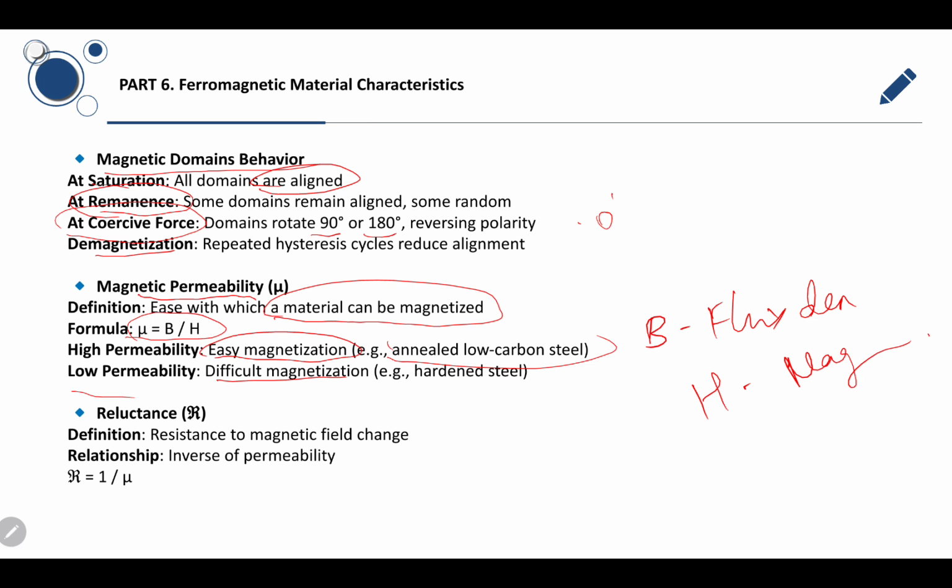Finally, let's consider the opposite of permeability and how material properties affect magnetism. Think of reluctance as the resistance to magnetic field change. It's analogous to electrical resistance in a circuit. It has an inverse relationship with permeability. A material that is easy to magnetize will have low reluctance and vice versa, because it's an inverse process. If high permeability, then reluctance is low.